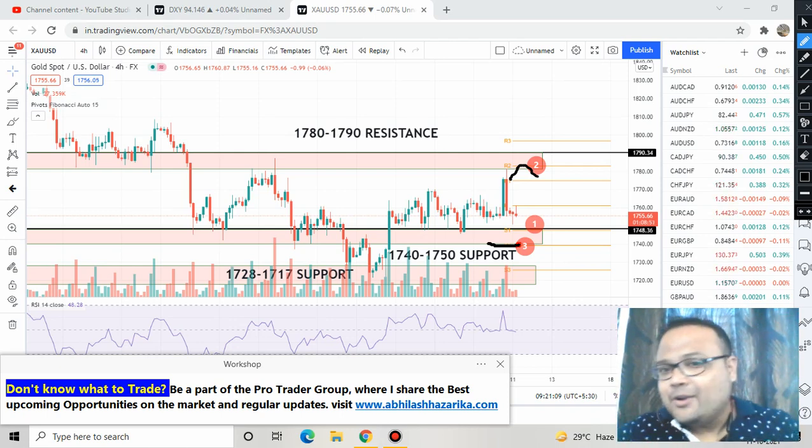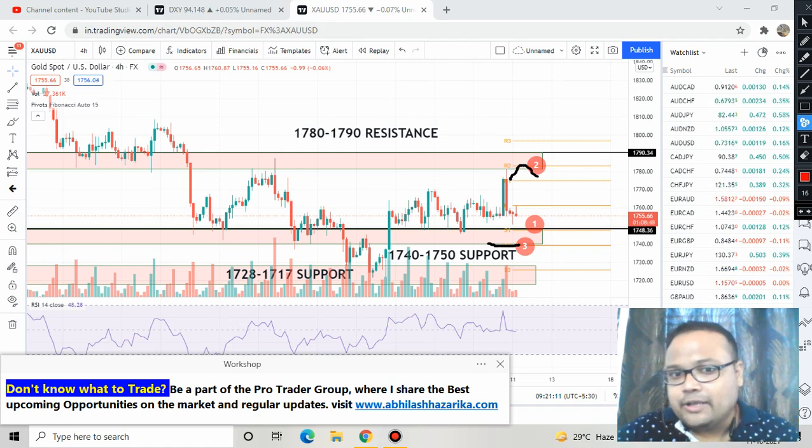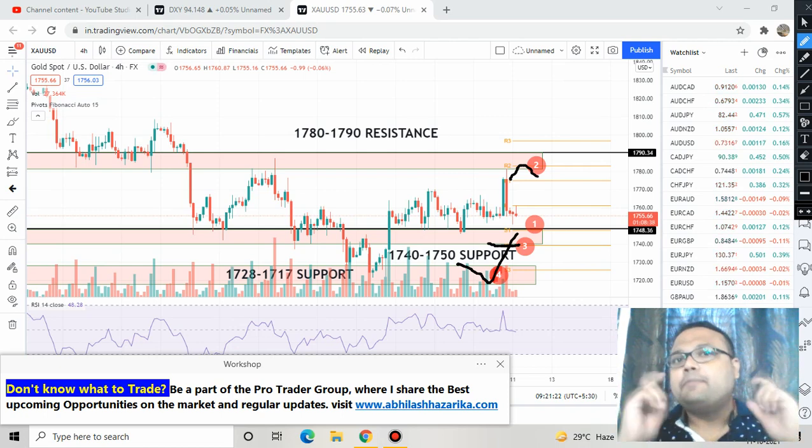That's it. And our last trading opportunity is buying at 1728 to 1717. If the market comes down to this level and bounces from here, you can click on the buy button.